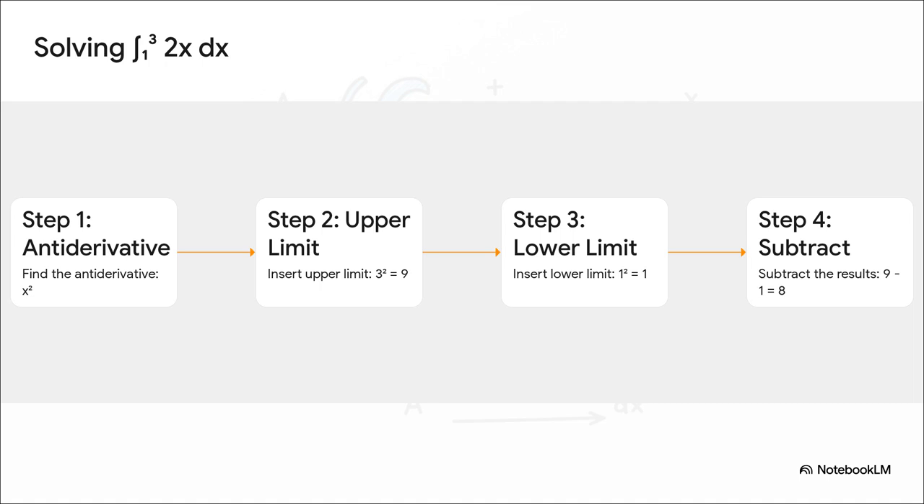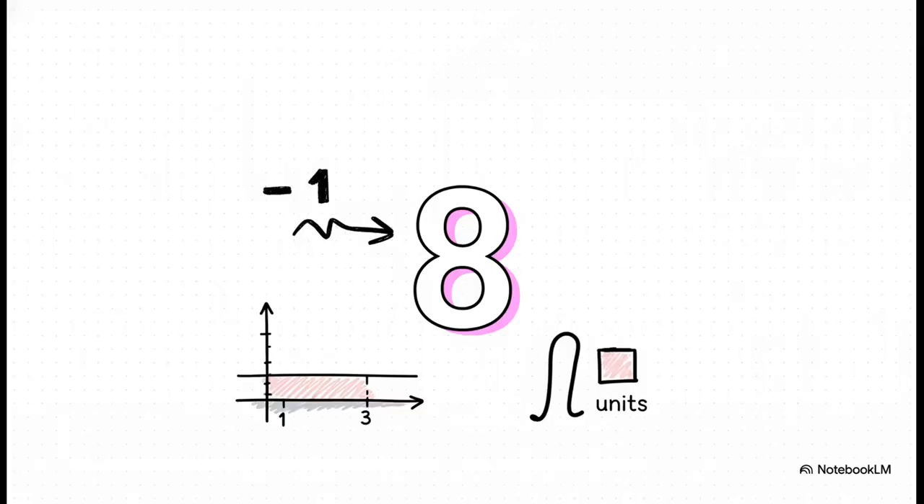Now, you take the top number, 3, and plug it in. 3 squared is 9. Then you take the bottom number, 1, and plug that in. 1 squared is 1. And for the final step, you just subtract the bottom result from the top result. So 9 minus 1 is 8. And that's it. That's our answer. The exact area under that line between those 2 points is 8 square units.